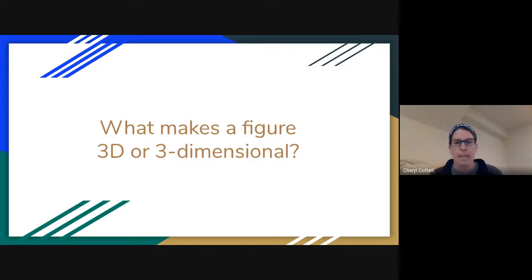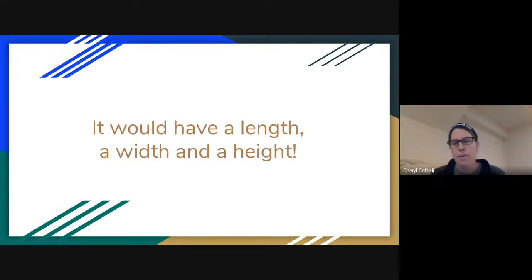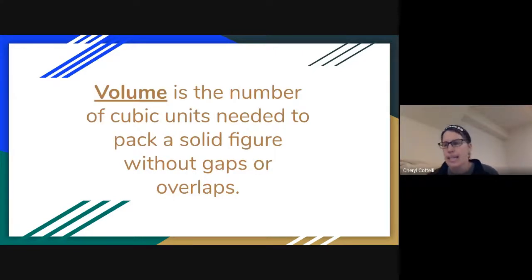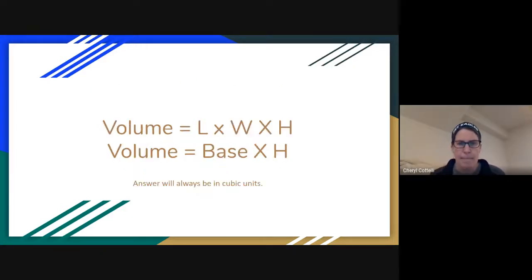So what does a three-dimensional figure consist of? It would have a length, a width, and a height. Think of a 3D movie. It's coming at you. It has three dimensions, and that means that it can hold something. So volume is how much it can hold. It's a cubic unit. A cube is a three-dimensional square, used to pack a solid figure without gaps or overlaps.